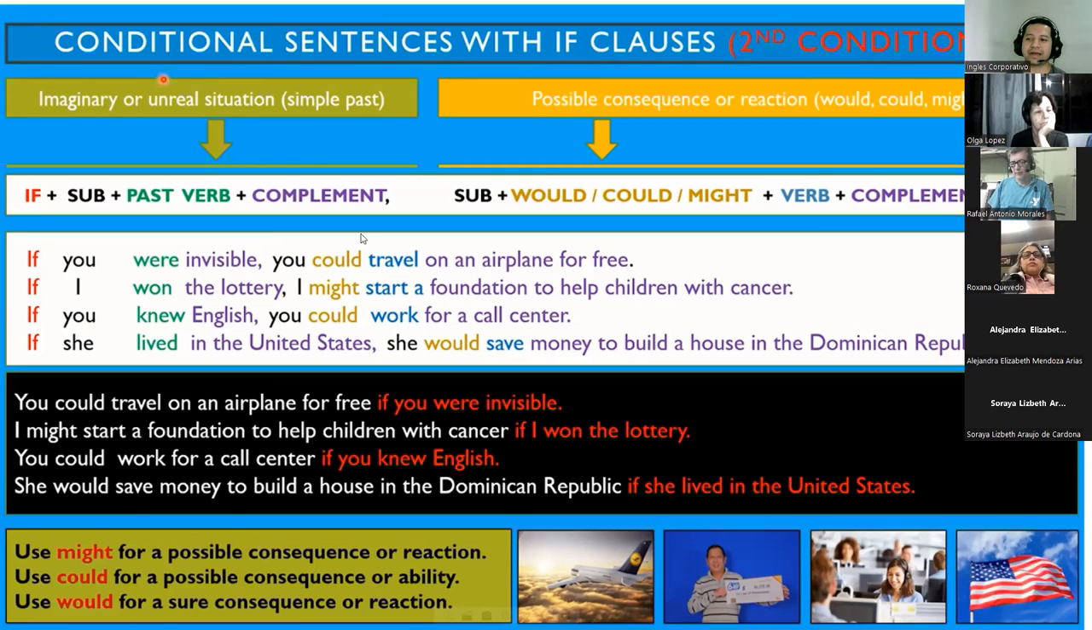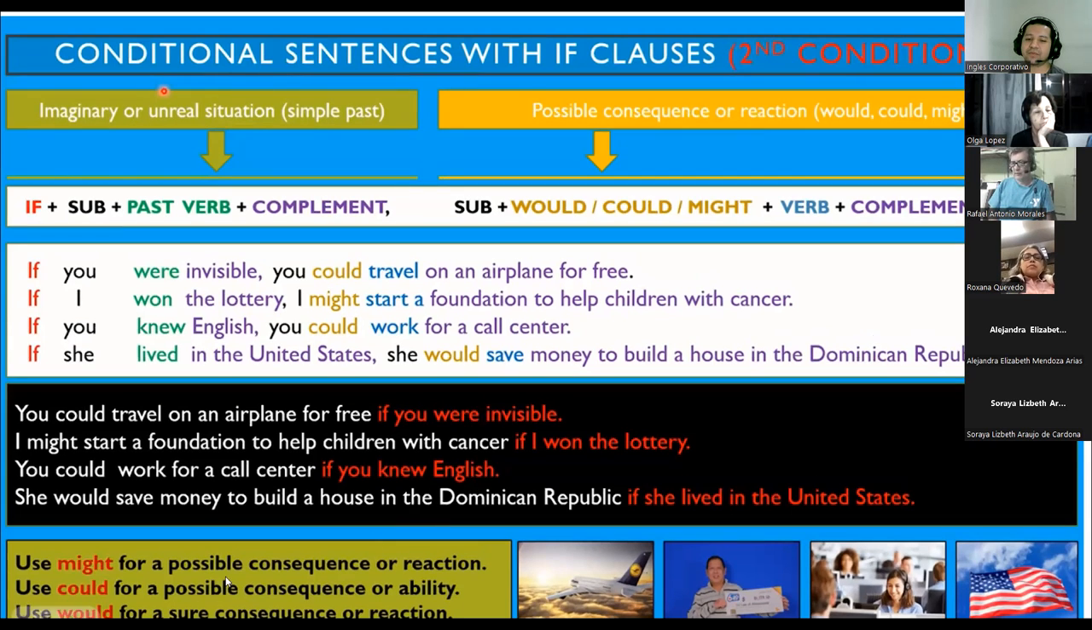Y abajo, si pueden ver, nada más están las mismas oraciones, pero al revés, ¿verdad? Entonces ahí no necesitamos coma. Como pueden ver, la que está en rojo es la if clause, es la condición, ¿verdad? If you were invisible, if I won the lottery, if you knew English, if she lived in the United States. So it has changed.